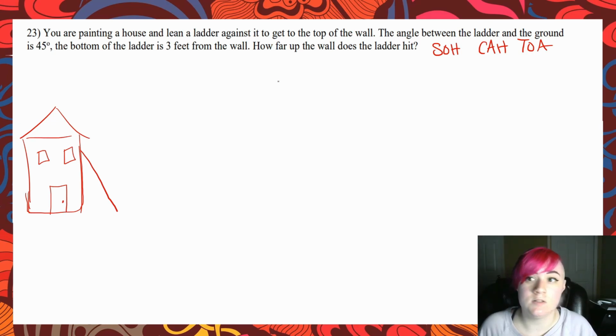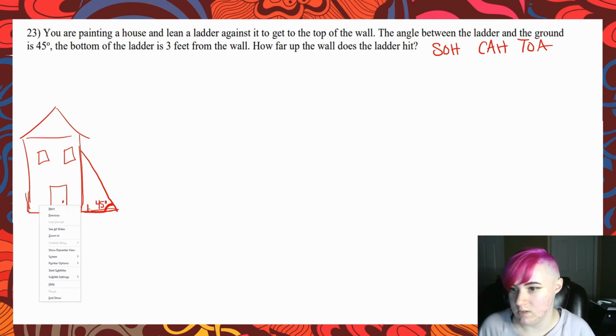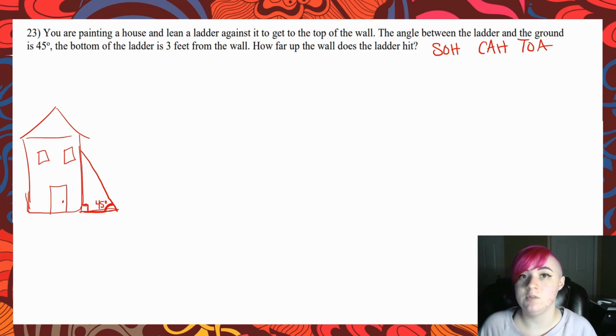The angle between the ladder and the ground, so this right here, this angle between the ladder and the ground is 45 degrees. We know this one's going to be 90 degrees. Otherwise, you might want to call your contractor because your house should be at a 90-degree angle with the ground. Otherwise, it's going to fall over. So the bottom of the ladder is 3 feet from the wall. So from here to here is 3 feet. How far up the wall does the ladder hit? So how far up is from here to here?